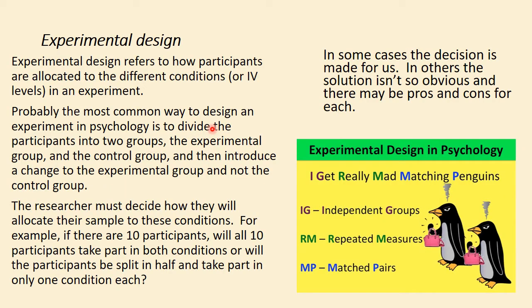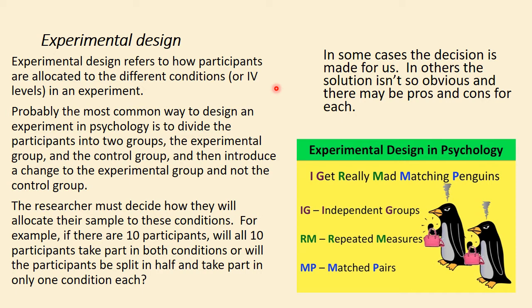So experimental design refers to how, once you've received your participants, and we will talk about sampling in another video, once you've got your participants, how do you allocate them to the different conditions in the experiment? By conditions, we mean the different levels of the IV.